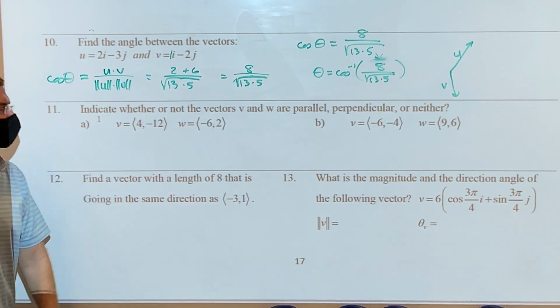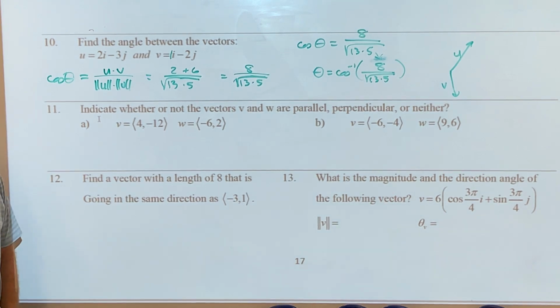Okay, indicate whether they're parallel, perpendicular, or neither. How could I do a quick parallel check on this?